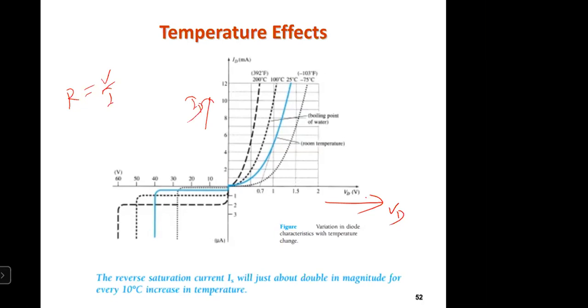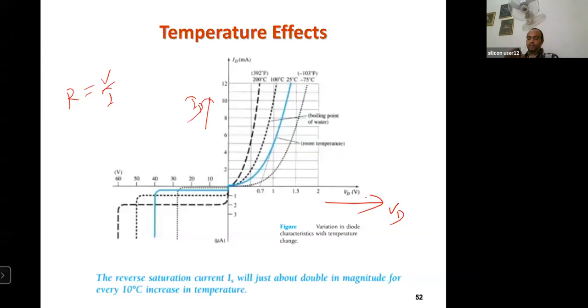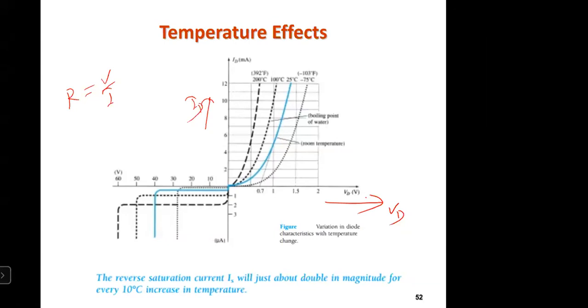Sir, we are not getting the question. The question is whether the resistance of the diode is same for any applied voltage. Yes, sir, it is different. Different, sir.